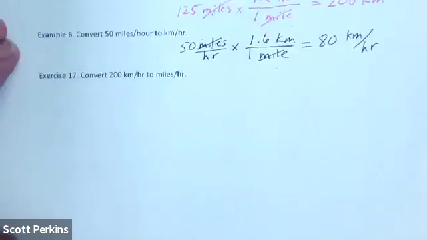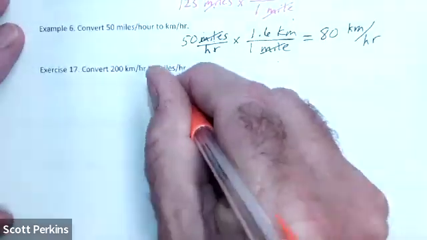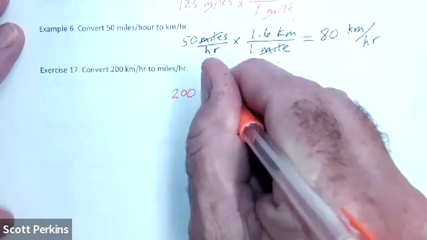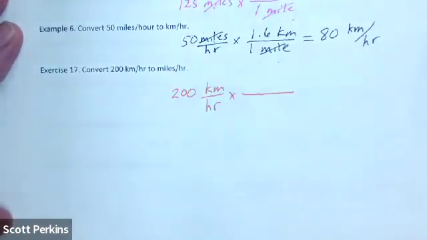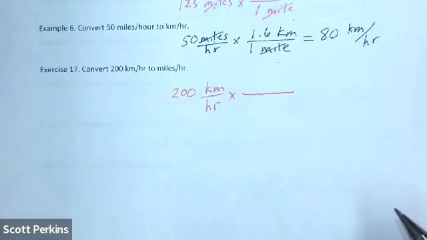All right, so to finish this up, I've got 200 kilometers per hour. Again, I want to just convert that. All I'm changing is the kilometers to miles. I'm not changing the time from hours to anything else, but the process would be the same if you did want to do that.